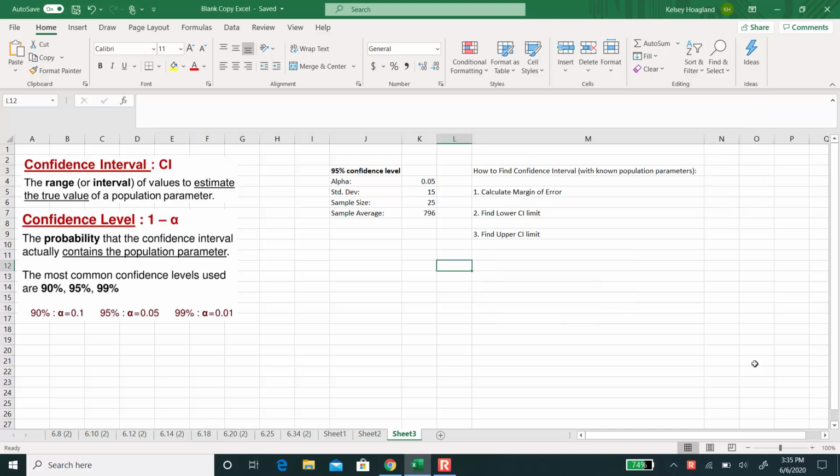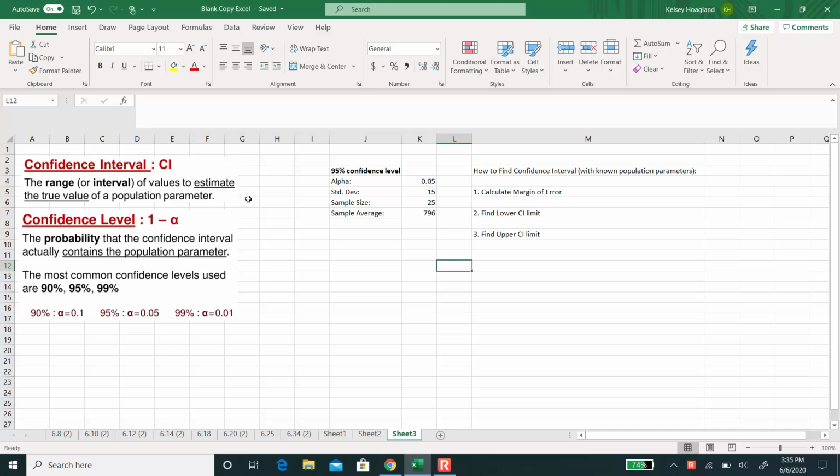So in this video, we're going to learn what a confidence interval is and a confidence level, and then we're going to use 3 easy steps to find a confidence interval. So first off, a confidence interval, also known as CI, is the range or interval of values to estimate the true value of a population parameter.